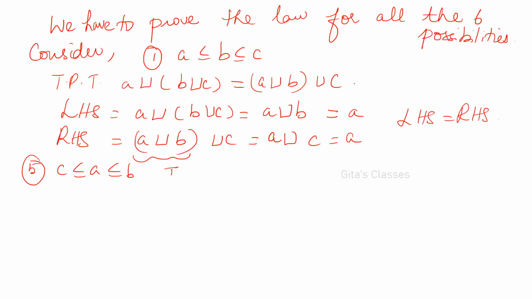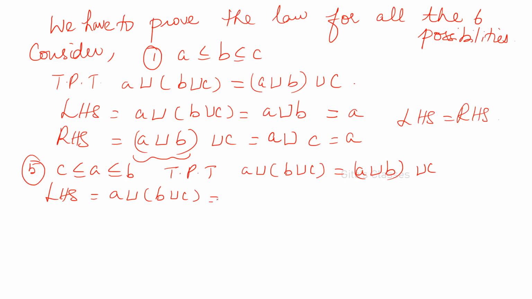Okay. So to prove the same thing, a min b min c is equal to a min b min c. Now consider LHS in this. A min b min c is equal to, now b min c. What is the minimum of b and c? C here, right? C in the bracket. Now what is the minimum of a and c? C. So C is the answer.